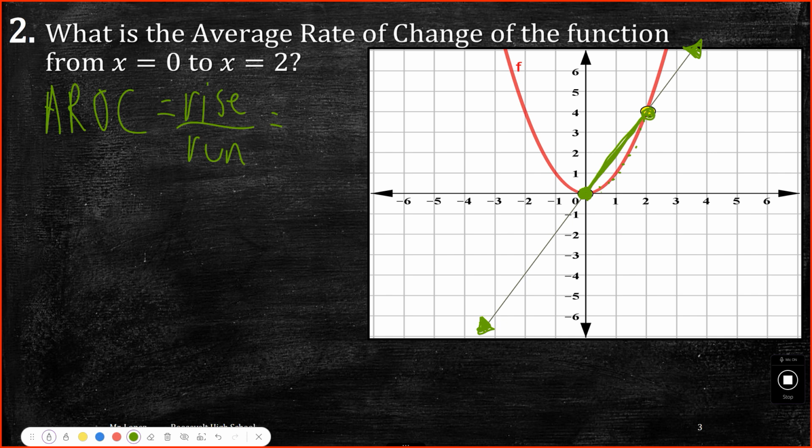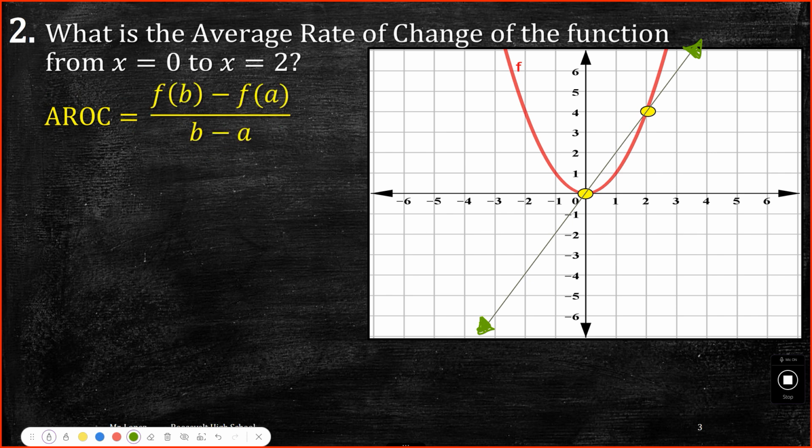So what is the rise? How much am I rising up between the 2 points? And 4. So we're rising up 4, and then we're going over what? 2. So the average rate of change is 2. Now, we already know that's the average rate of change. I'm going to give you this formula that is going to be the foundation of what calculus is going to be.